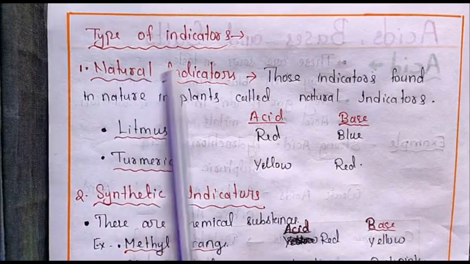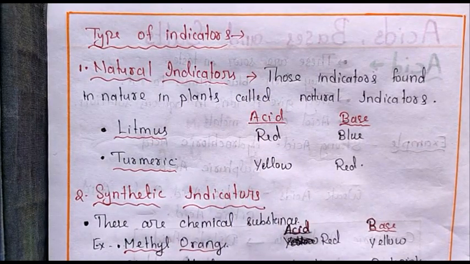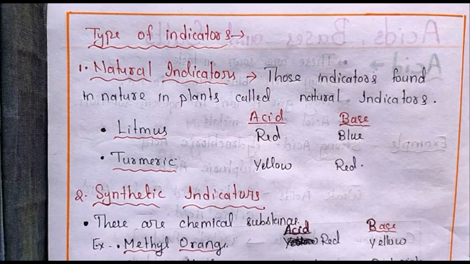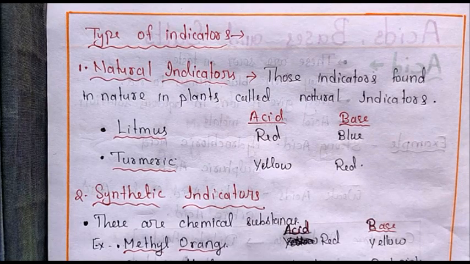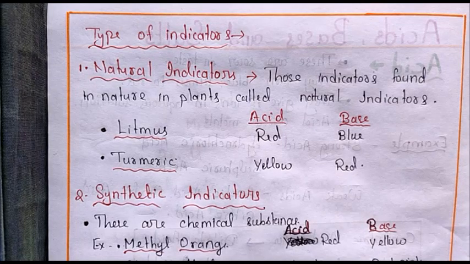Now, see types of indicators. It is very important to use indicators. Why? Because we know that acids are sour in taste and bases are bitter in taste. But we can't examine a substance by putting it into our mouth, because some acids and bases are strong and harmful to us. So in chemistry, and in general also, we use indicators to know which one is acid and which is base.